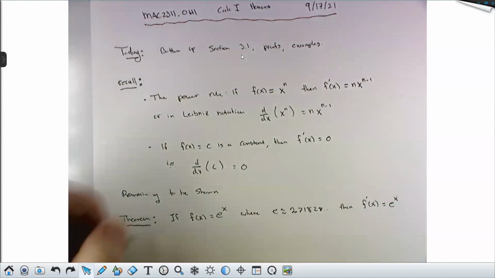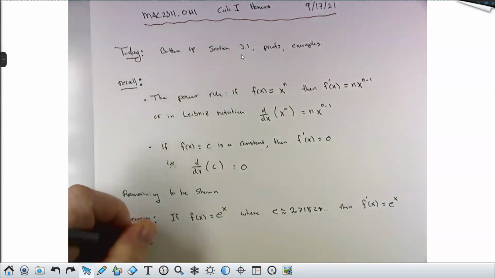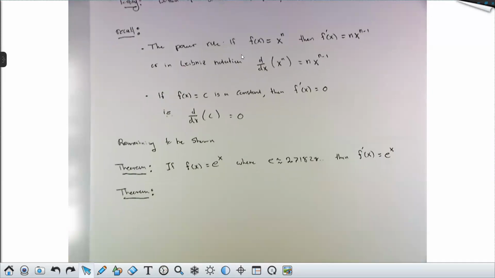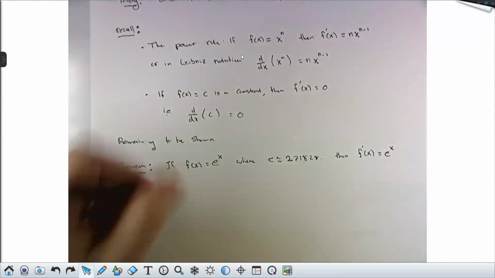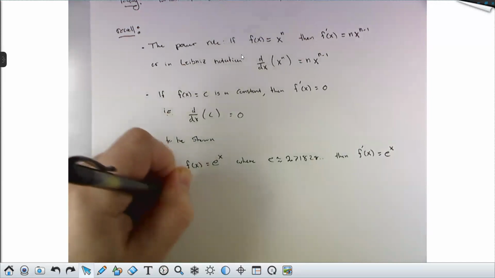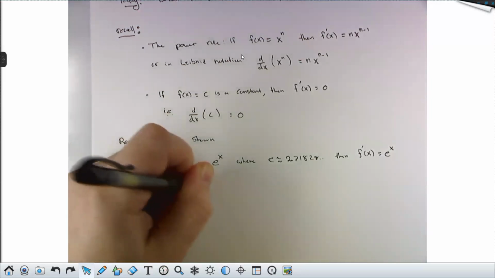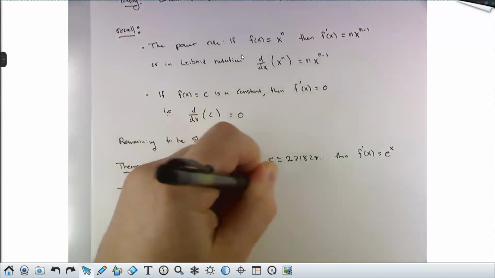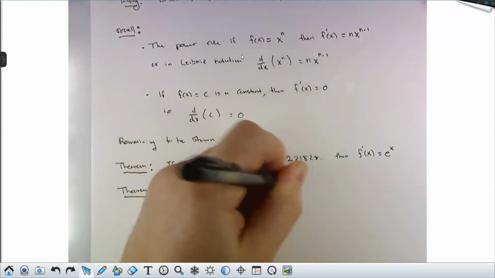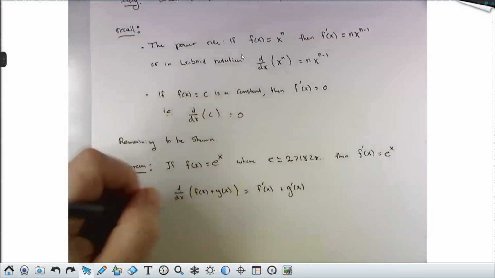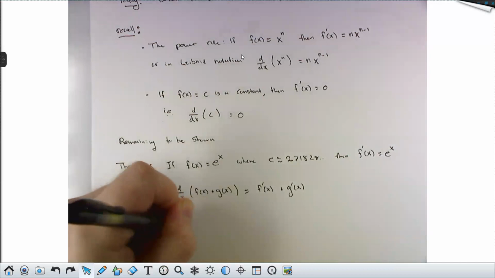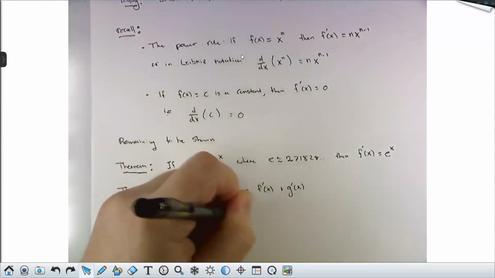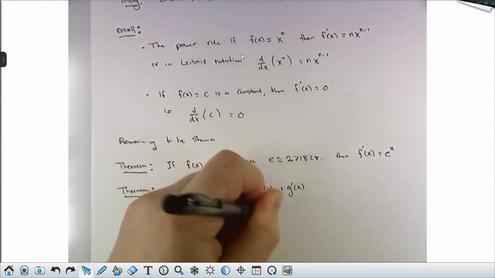And the other theorem gives some rules relating the differential operator d dx to the algebra of the real numbers. So the derivative of a sum of two functions is the sum of the derivatives, and the derivative of a constant multiple of a function is that constant times the derivative of the function.